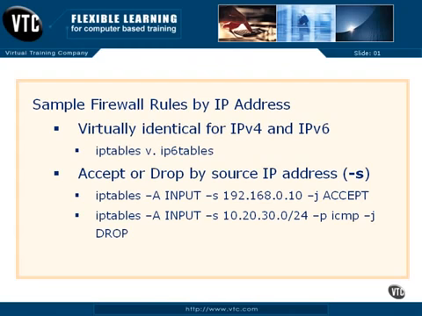The first sample command here takes the input from the 192.168.0.10 IP address and accepts it. The second command takes input from all systems on the 10.20.30.0 network, evaluates it for ICMP packets, usually associated with the ping command, and drops them. In other words, if anyone from that network tries to ping your firewall, those pings don't get through.